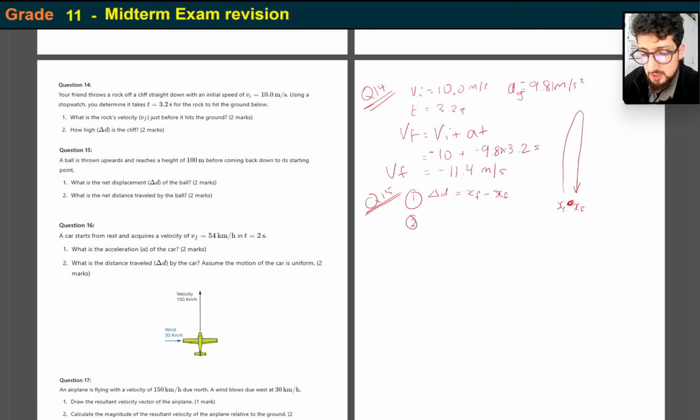Let's look at part two. What is the net distance? The distance is going to be 100 meters up, 100 meters down, so it's going to be 200. So work out, right? Distance equals 100 plus 100, which is equal to 200 meters.